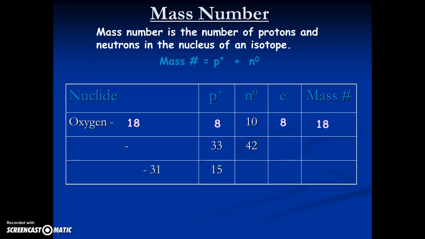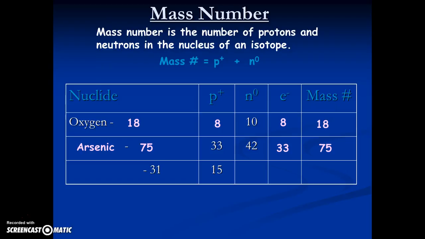So how about this next one down here? We have an element with 33 protons. That's going to tell us that it's an arsenic atom, because all arsenic atoms have 33 protons. For this information, we have to look on the periodic table and see which element has an atomic number of 33. So we know then it has 33 electrons, and because it has 42 neutrons, we take 33 plus 42, add that together, and we get a mass number of 75. So this is an arsenic-75 nuclide.